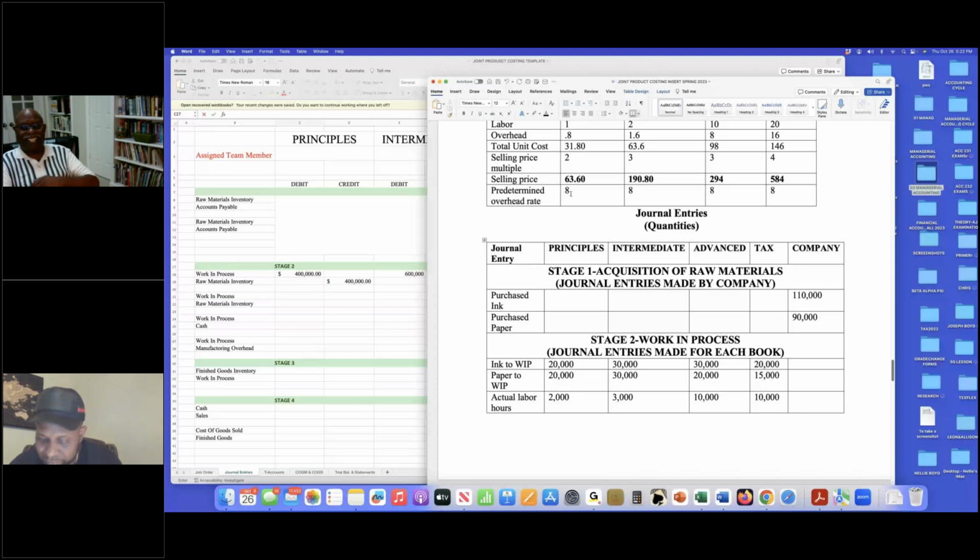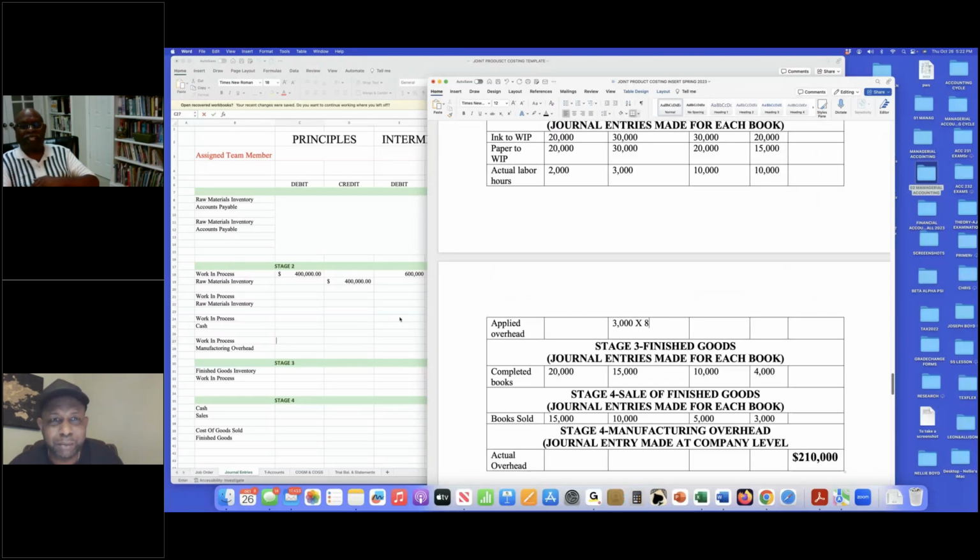I'm going to pick this up on Tuesday. I have to go to my second job. Wait, hold on, that last step: you said we took the 2,000 labor hours and multiplied it by 8, the POR. Yep.